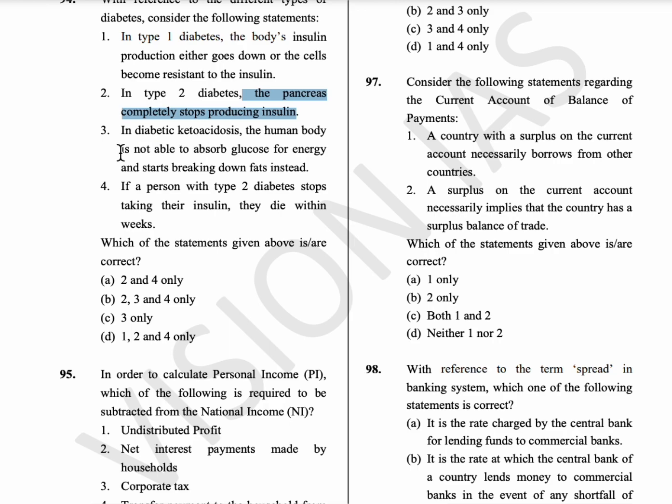Third one is, in diabetic ketoacidosis, the human body is not able to absorb glucose for energy and starts breaking down fats instead. So third statement is correct. Next is, if a person with type 2 diabetes stops taking their insulin, they die within weeks. So it is not type 2. If a person with type 1 diabetes stops taking insulin, then they die within weeks. So only third statement is correct. So option C.